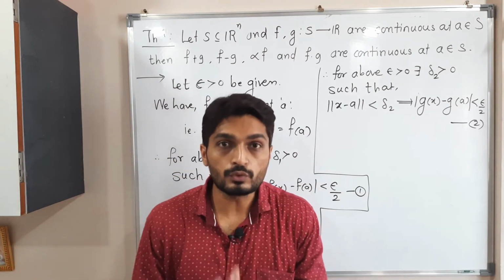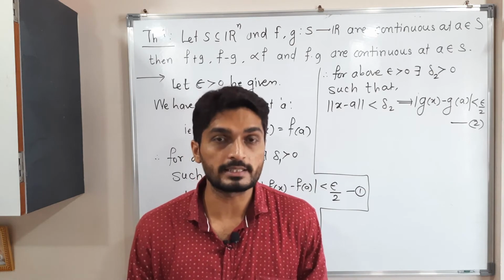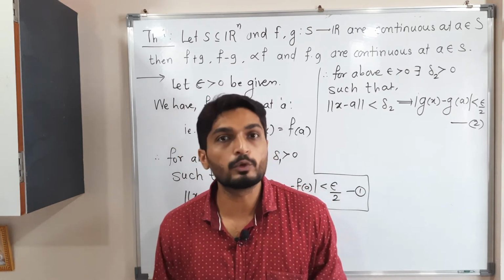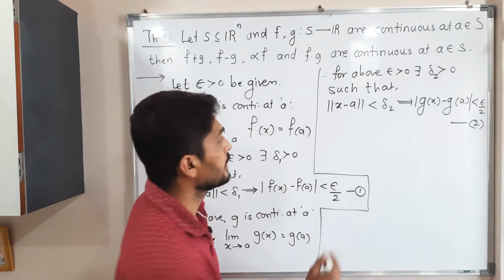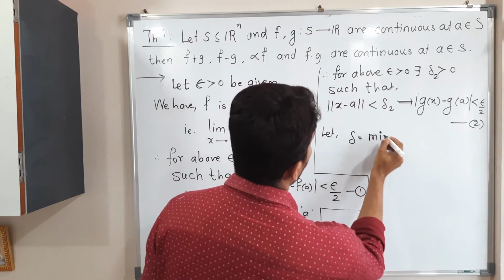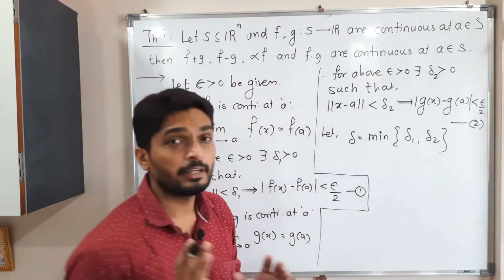Expression 2 is true for delta 2, but we want both expressions to be true simultaneously. So what will I do? I will take the minimum of both of them. So 1 and 2 will be true simultaneously and we can use them, right? So let delta be equal to the minimum of delta 1 and delta 2. So 1 and 2 will be true for it.